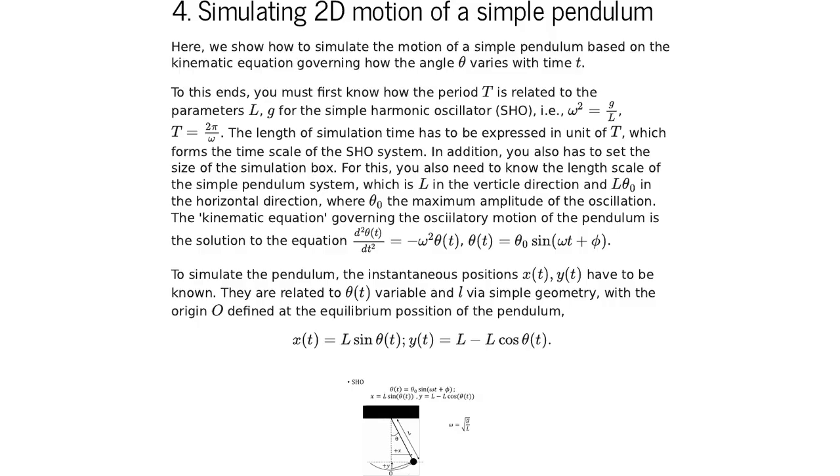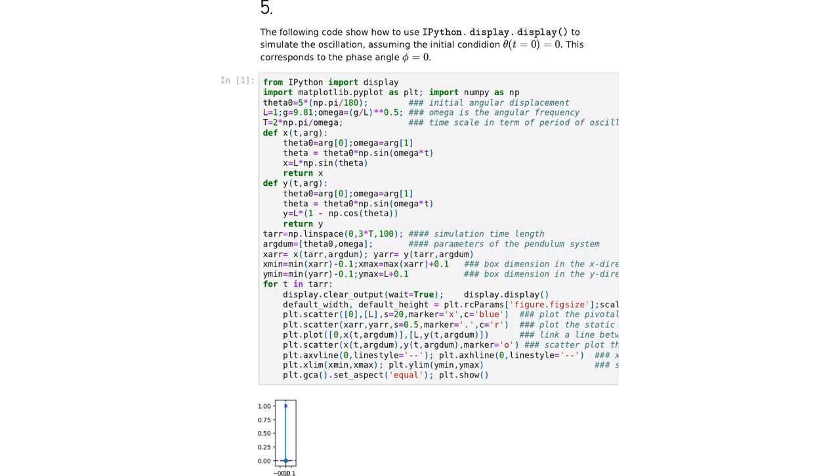The accompanying diagram visually represents this coordinate system. The following code demonstrates how to simulate the simple pendulum's oscillation using the IPython display method, which is similar to what we used for the first particle animation. For this specific simulation, we assume an initial condition where the pendulum starts its swing from the equilibrium position, meaning the angle theta at time t equals 0 is 0. This corresponds to setting the phase angle phi to 0 in our kinematic equation.